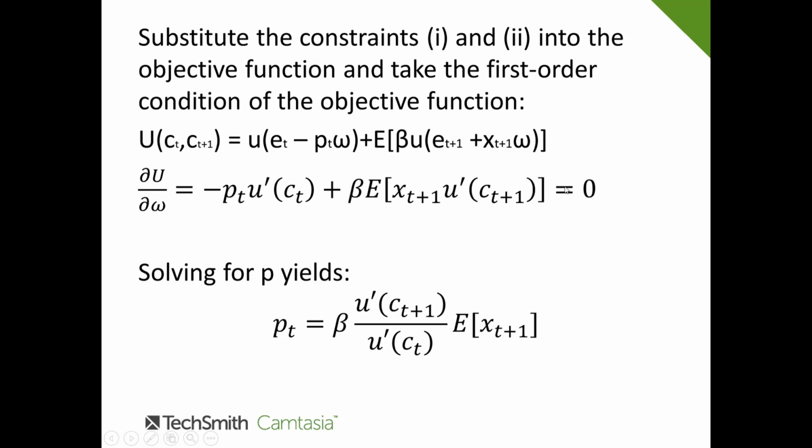I'm going to set it equal to 0. I'm maximizing my objective function, setting it equal to 0, and then solving for p. Of course, I'm going to add to both sides this product of the price in time period t times the marginal utility of consumption in time period t. Divide both sides by that marginal utility, and I get that the price of the investable asset is equal to this discount factor beta times the ratio of the marginal utility of consumption in time period t plus 1 over the marginal utility of consumption in time period t.